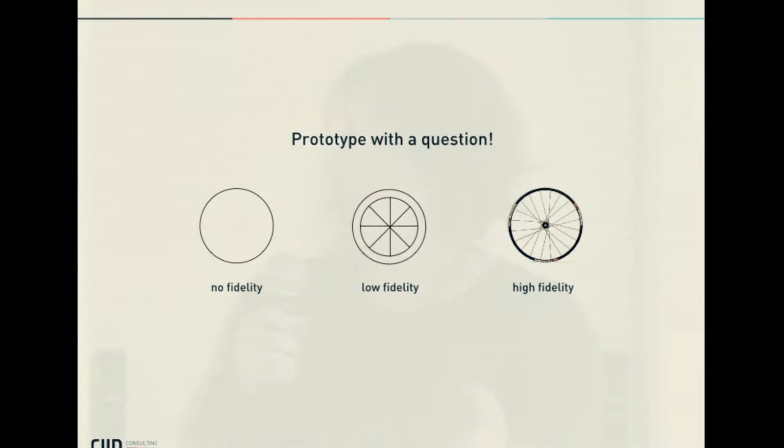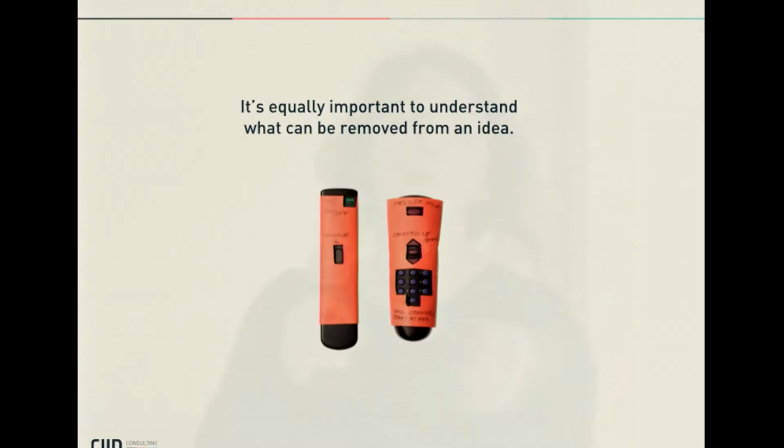So the problem is to understand which question we want to ask. The important thing is to understand which fidelity we need to use to gather the right answers. And equally important is to understand what we can remove from an idea. So not just understanding what we can put in, but also being able to step back and say, okay, what is not needed here?